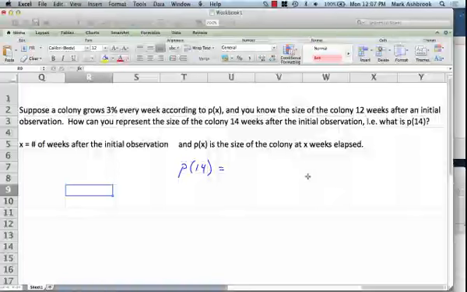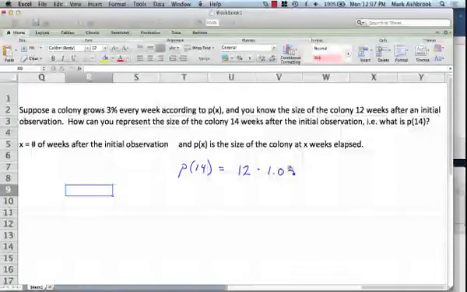Any thoughts, Mariah? How about Naz? What did you come up with? P of 12? Yeah. P to the 12 or P of 12? No, you just write 12 here. Just write 12? To the power of 14.